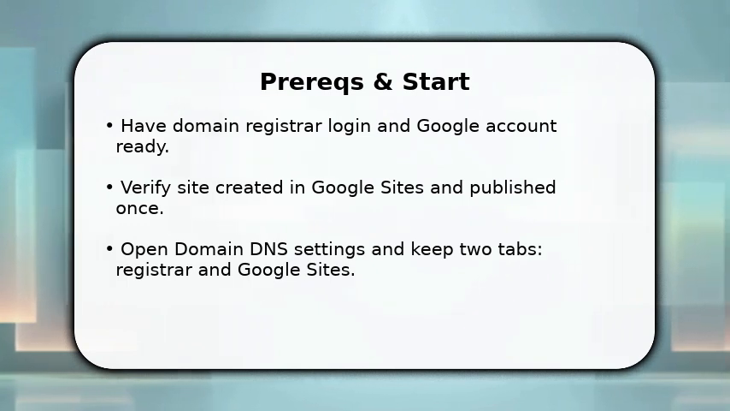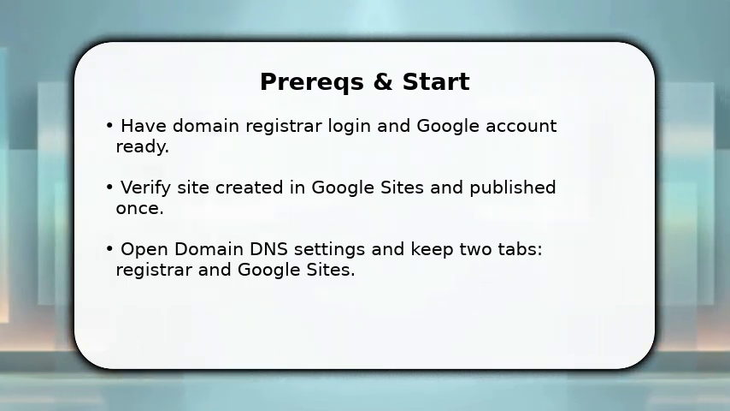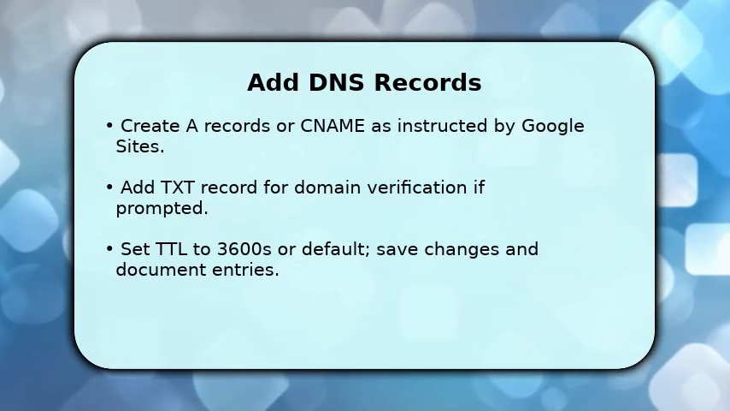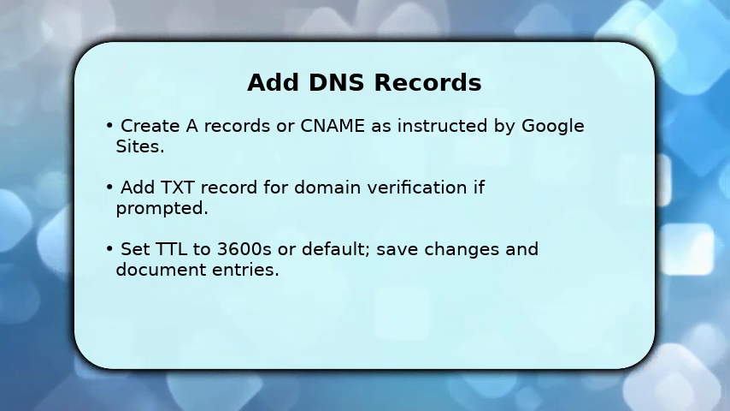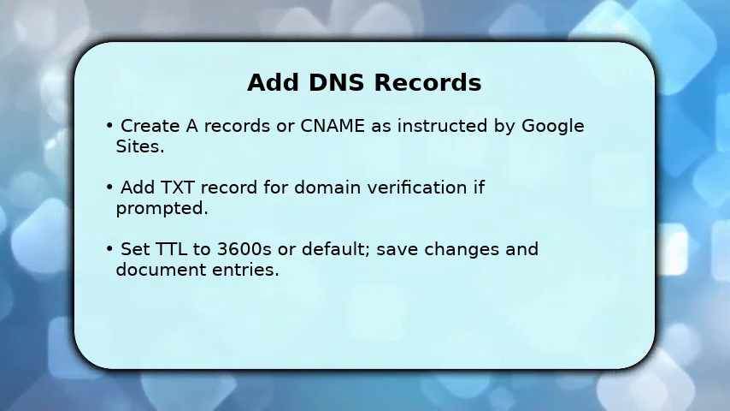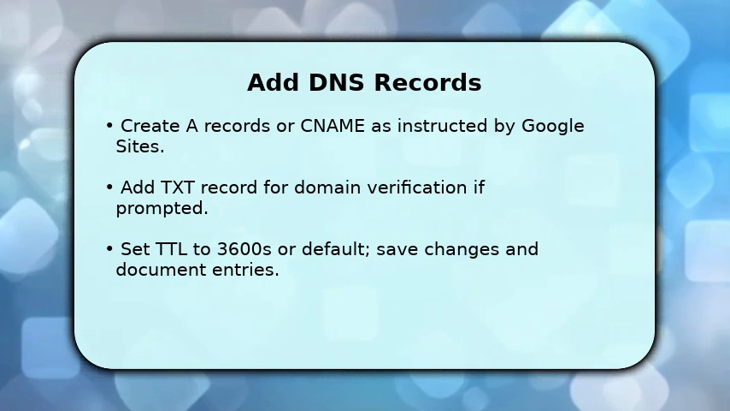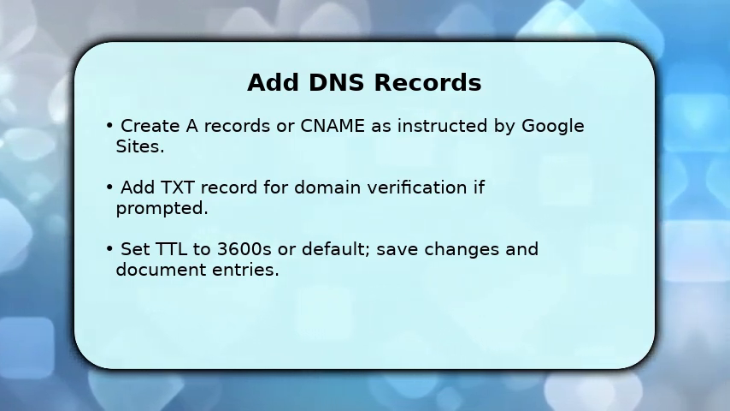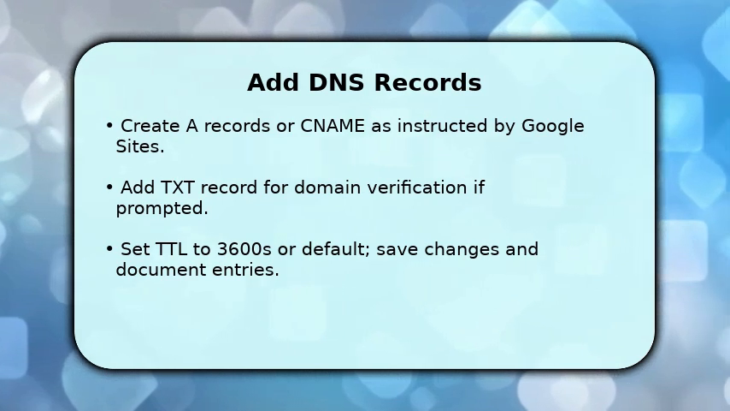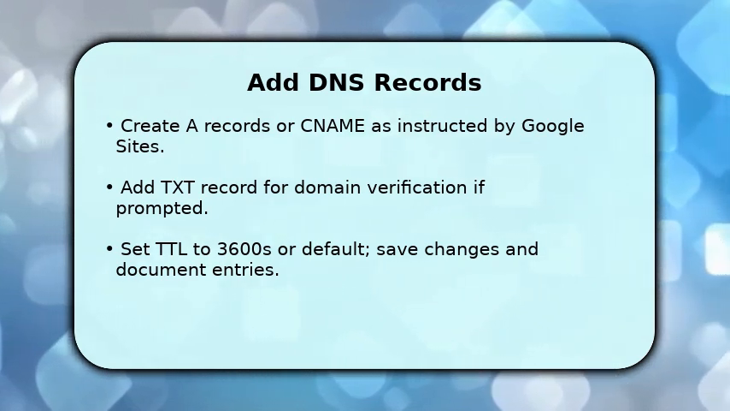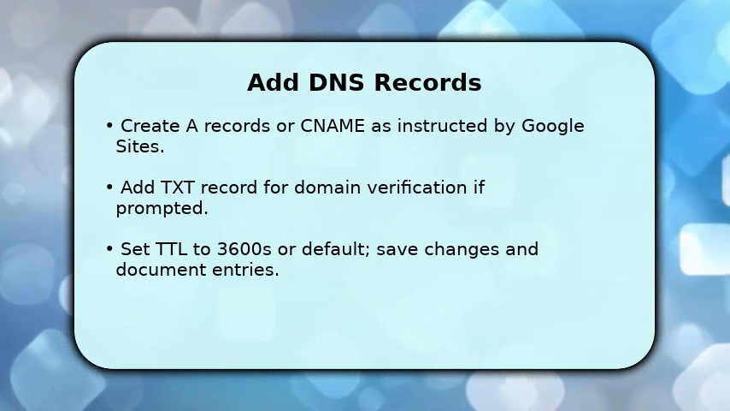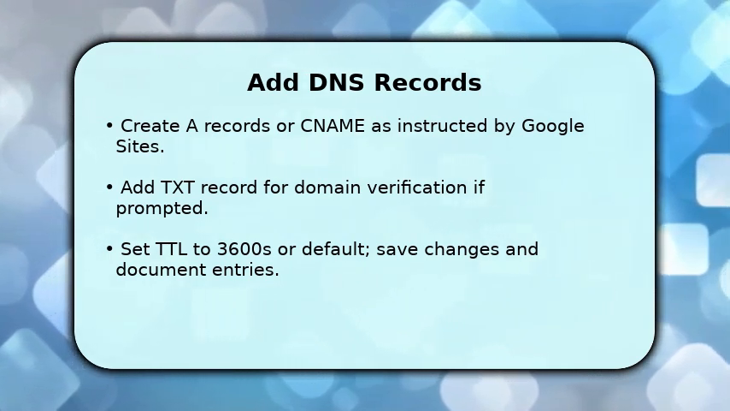Follow Google Sites instructions to add DNS records at your registrar, typically one or more A records and a CNAME, plus a TXT for verification. In the registrar panel, choose Add Record, pick the correct type, paste the exact host/name and target/value Google provided, and set TTL to 3,600 seconds or default.